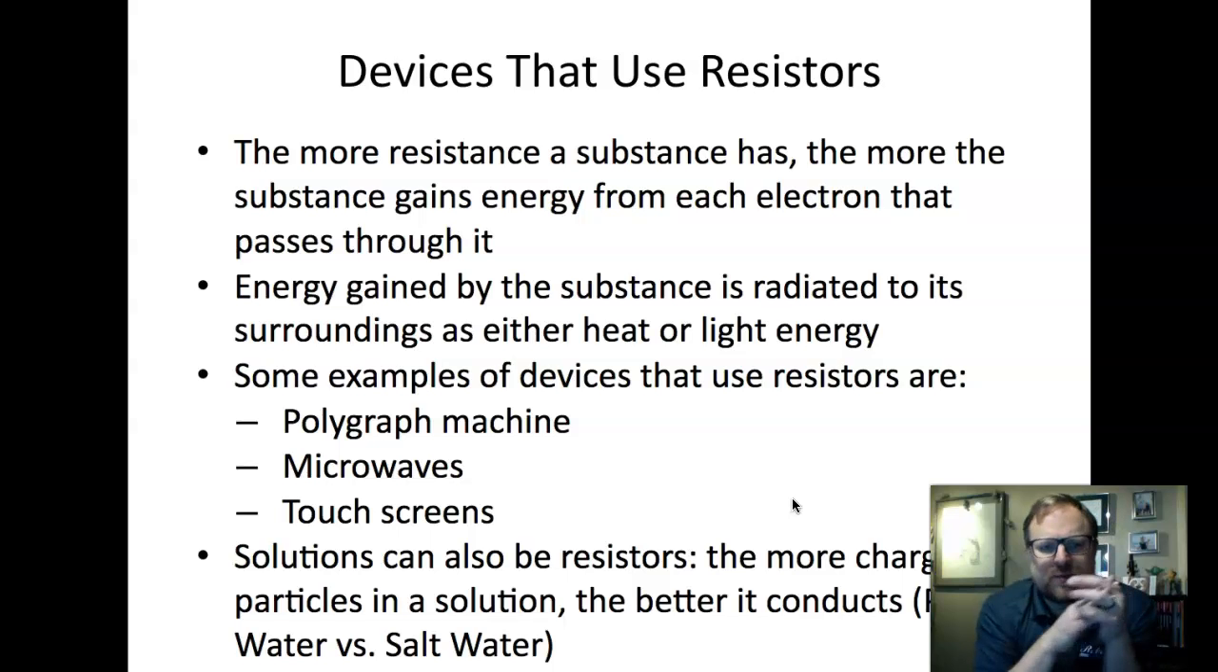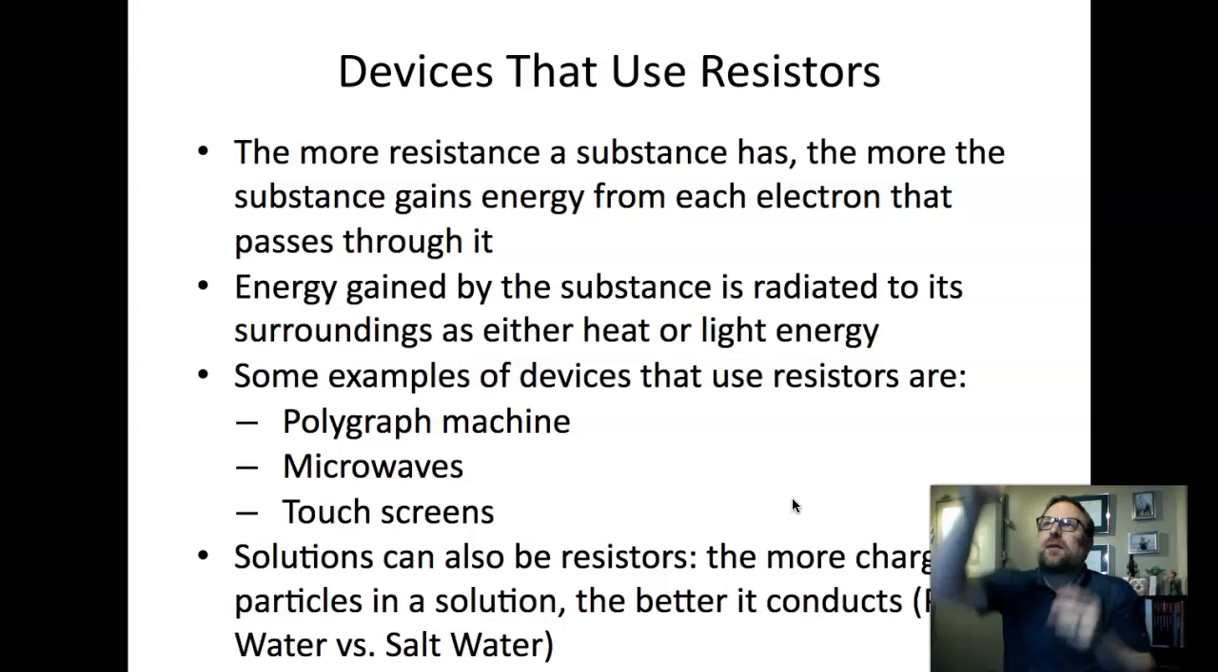So devices that use resistors. The more resistance a substance has, the more the substance gains energy from each electron that passes through it. The energy gained by the substance is radiated into the surroundings, usually as either heat or light. Some examples of devices that use resistors are polygraph machines, microwave ovens, touch screens, those kinds of things.